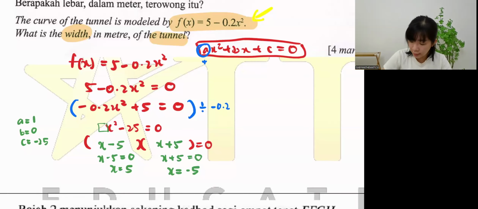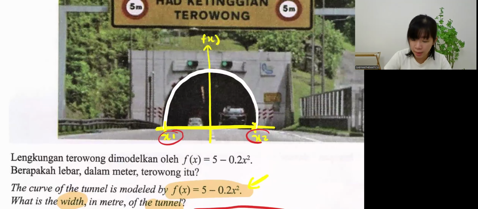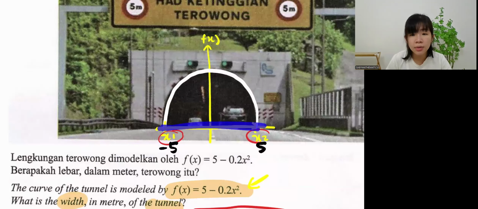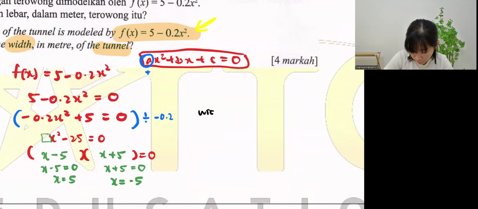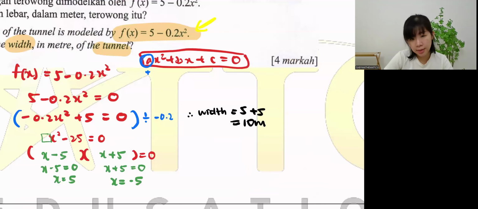Okay, you can label in the diagram. Okay, go back to the diagram here. So here, negative 5 and x2 is 5. So the question asks, what is the width of the tunnel? So what is your answer? So you know that negative 5 to here will be 0. So will be 5 meter. Okay, then 0 to 5, another 5 meter. Okay, the width of the tunnel will be 5 plus 5, answer 10 meter. Yes.